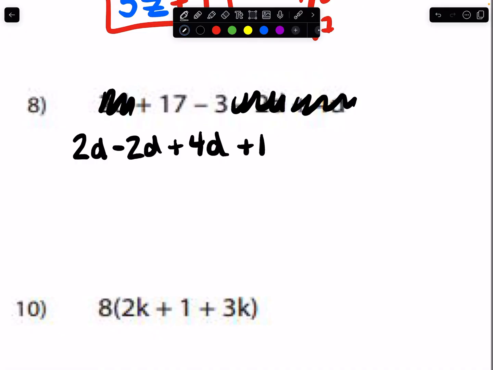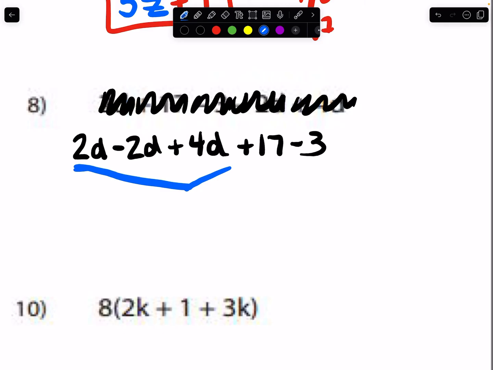Okay, bring down the 17 with the plus sign. Bring down the minus 3 with the minus sign. Notice that these all go together. Well, 2 minus 2 is 0. Plus 4 means I have 4, and I have to put that variable back on there.